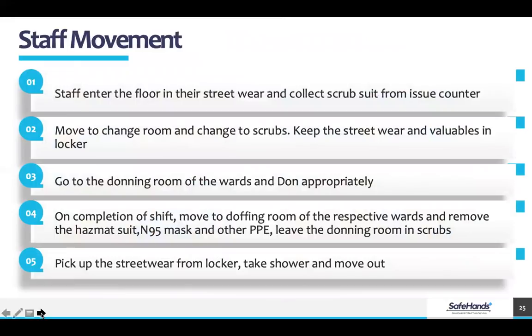Staff movement. Staff enters the floor in their streetwear and collects the scrub suit from the issue counter. Move to the change room and change into the scrubs. Keep the streetwear and valuables in the locker. Go to the donning room of the ward and don appropriately.